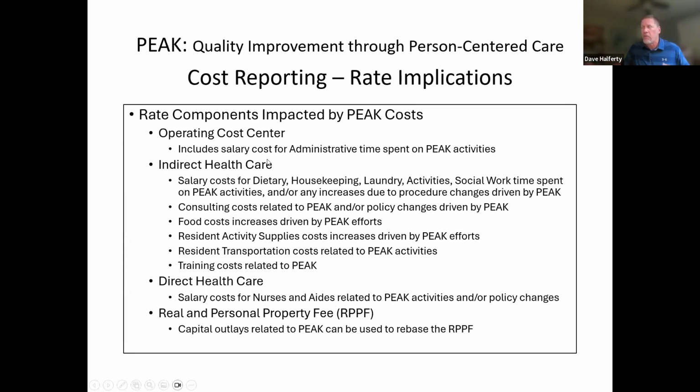But again, there's no breakout for these costs to divide PEAK from other administrative cost or other dietary housekeeping costs. Those are all just incorporated together. The incentive, again, doesn't reflect cost at all. The incentive is actually separate completely. It's just earned by meeting some of those requirements that PEAK has set out.